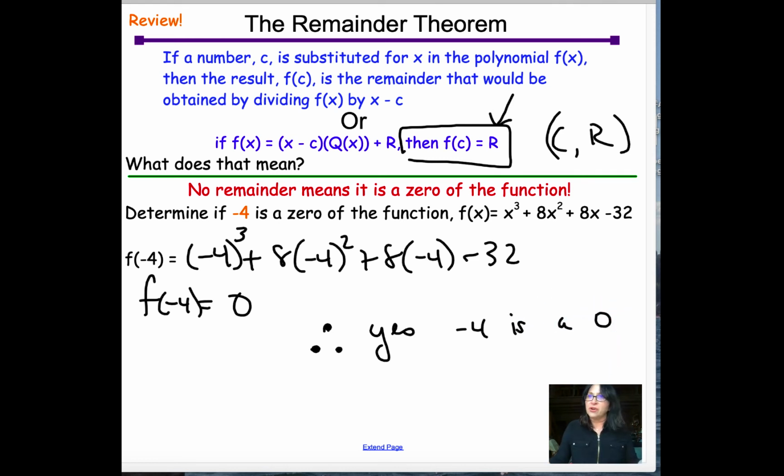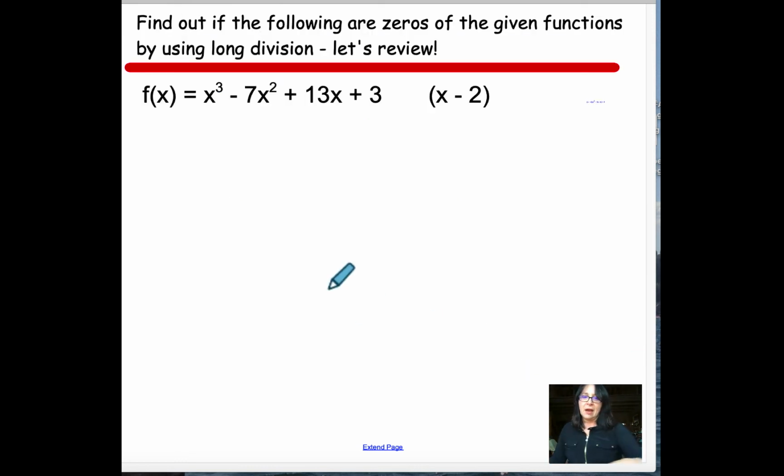And if it is a 0, then it's a factor. And if it's a factor, then yes, it's a 0. You could then say x plus 4 is a factor, and that's the factor theorem, right? Okay. All right, so this one says I'm not going to use long division.